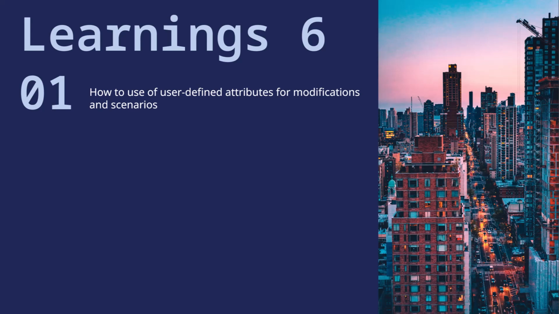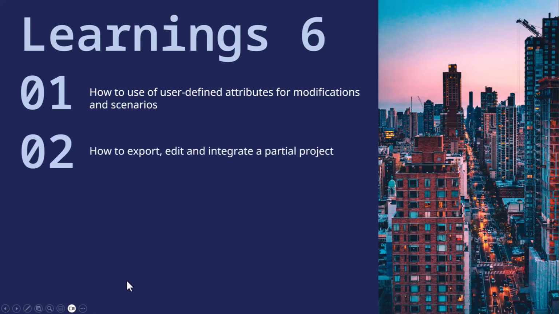And at the end of this part 6, I would like to summarize the learnings of this part. We have seen how to use user-defined attributes for modifications and scenarios. We have also seen how partial projects can be exported, that you can edit partial projects while it is locked, and the partial projects can be reintegrated into the main project. So basically adding any scenarios and modifications or other objects that have been added to the partial projects.